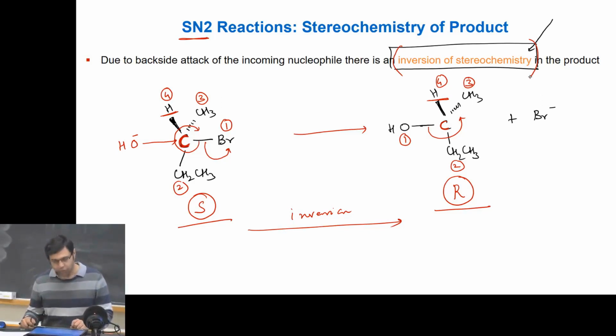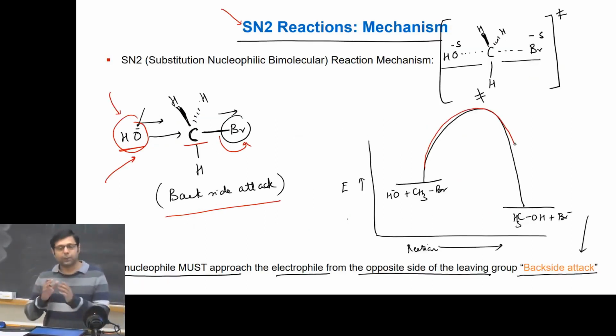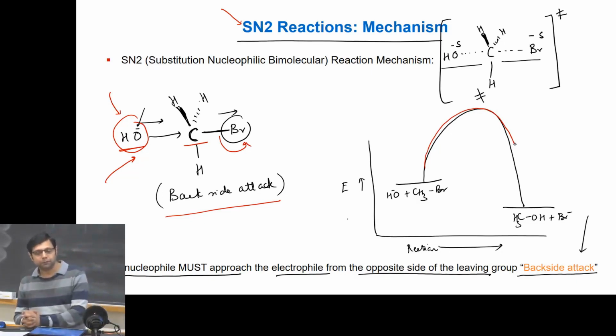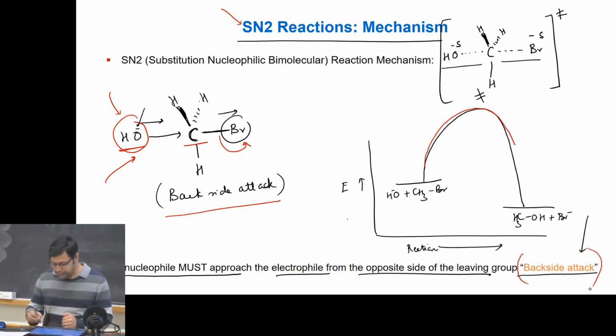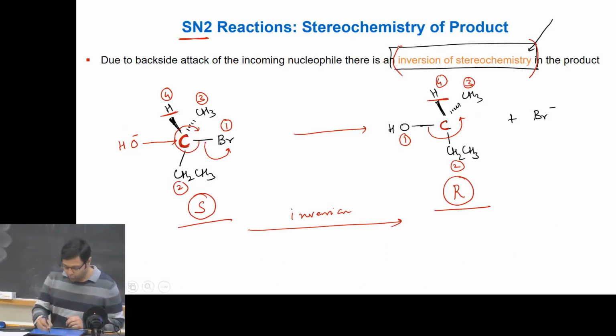All right. So key points about the SN2 reaction: it's a bimolecular reaction. Overall order in the rate law is 2. The rate of the reaction depends on both the alkyl halide as well as the nucleophile. Second, it's a concerted reaction. It's a one-hill, one-step reaction. Bonds are breaking and forming at the same time. Third, always the incoming nucleophile should have a backside attack on the electrophilic carbon, opposite to the leaving group. Finally, due to this backside attack, you will always end up with inversion of stereochemistry in the product.